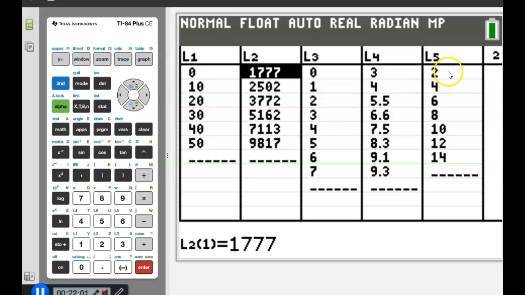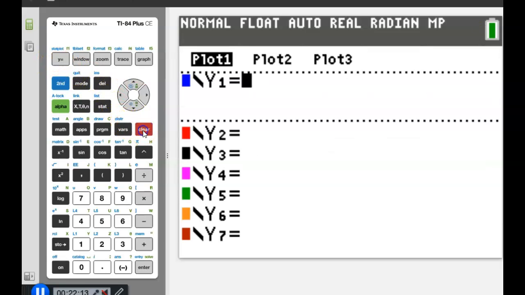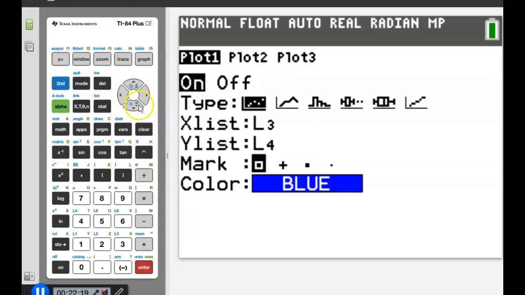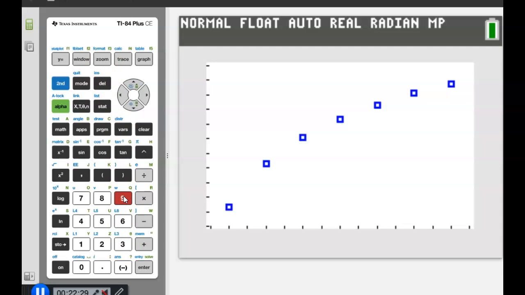Enter. It is in list 5 and 6. Does that look right? Okay. How do I look at it? Okay, I'm going to actually clear out the old one. And because it's in a different list, I have to go here and tell it to look at 5 and 6. But then the important thing is I have to find a new window, which is Zoom 9.